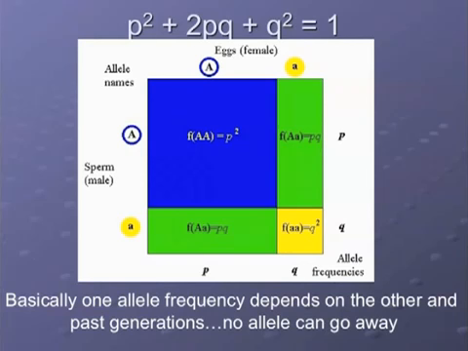If you have two heterozygous, you assume with the frequencies, and you would actually have frequencies in here, but this is where you'd have the P and Q and P and Q, and you assume a heterozygous cross, and you'd end up with your P squared, as you see, your Q squared in those boxes, and then the 2PQ comes from the fact that there would be two boxes with PQ, so hence the 2PQ. So basically, one allele frequency depends on the other and the past generations, and no allele can go away.